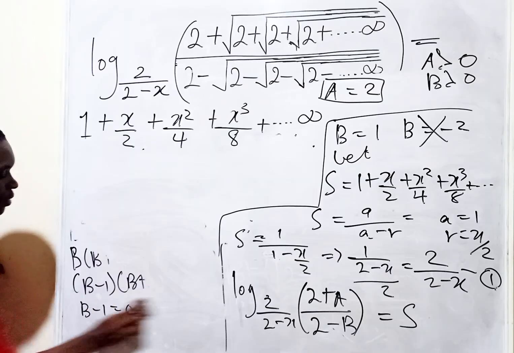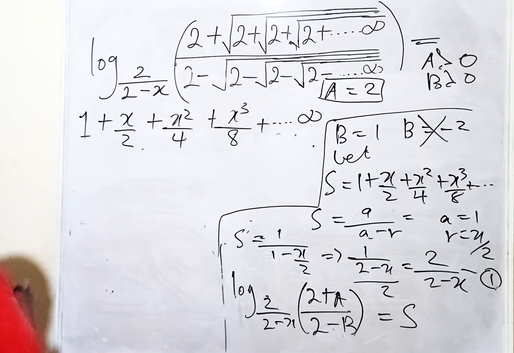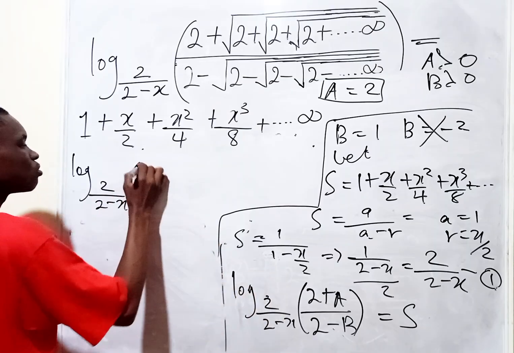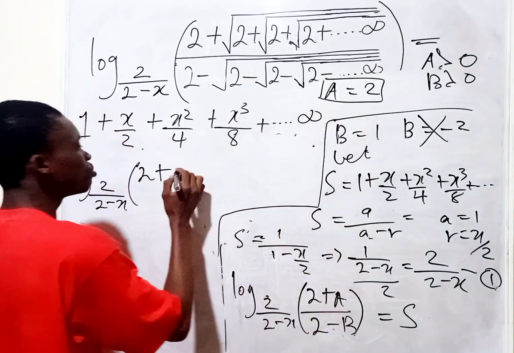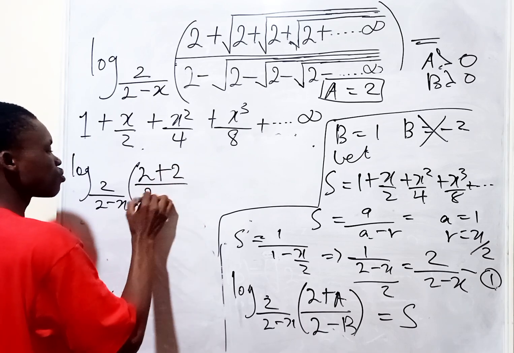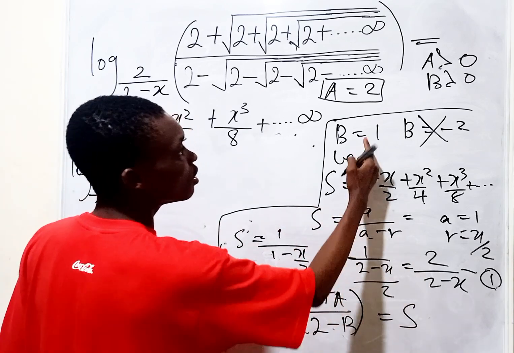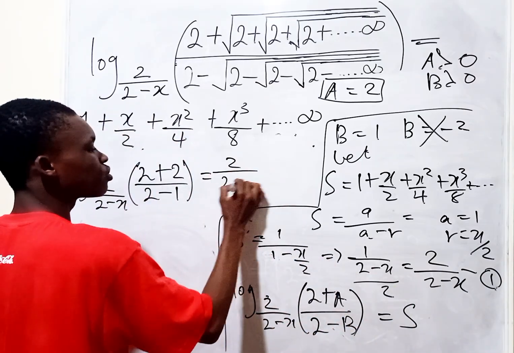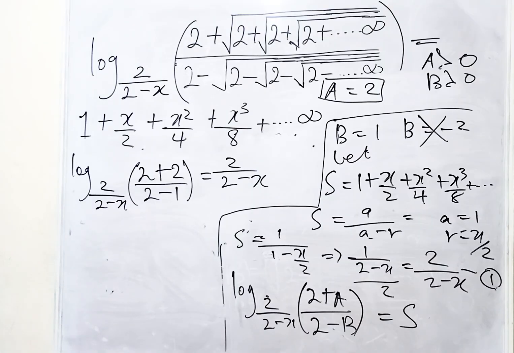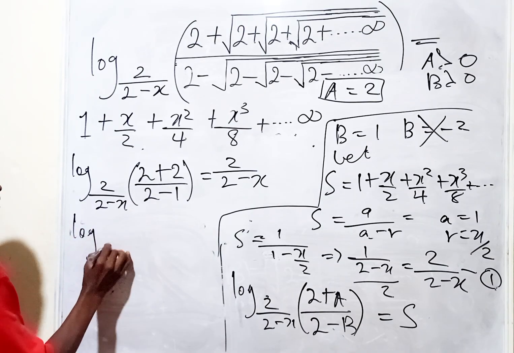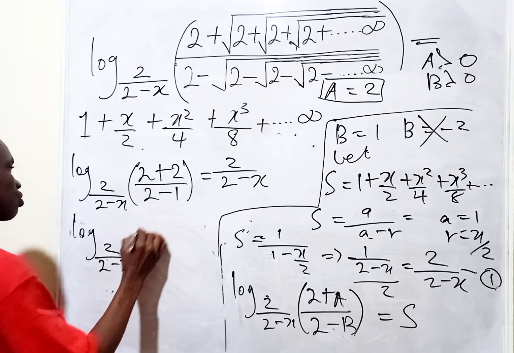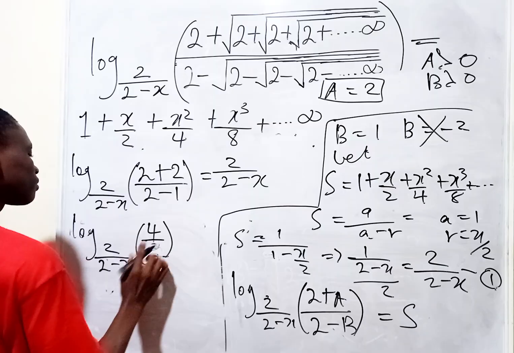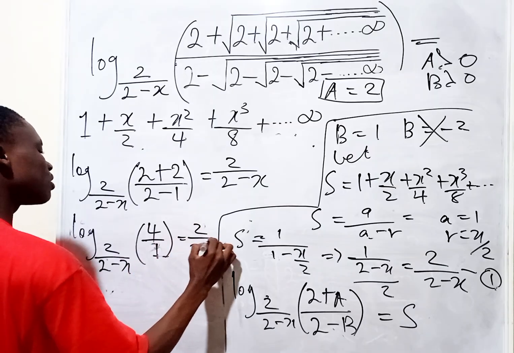All right, let's finish this up. So from here we see that this is log base 2 all over 2 minus x of 2 plus our a, which is 2, all over 2 minus our b, which is 1, equals our S, which was given as 2 all over 2 minus x. Let's finish this. So this is log base 2 all over 2 minus x into bracket 2 plus 2 over 1, which is 4, equals 2 all over 2 minus x.